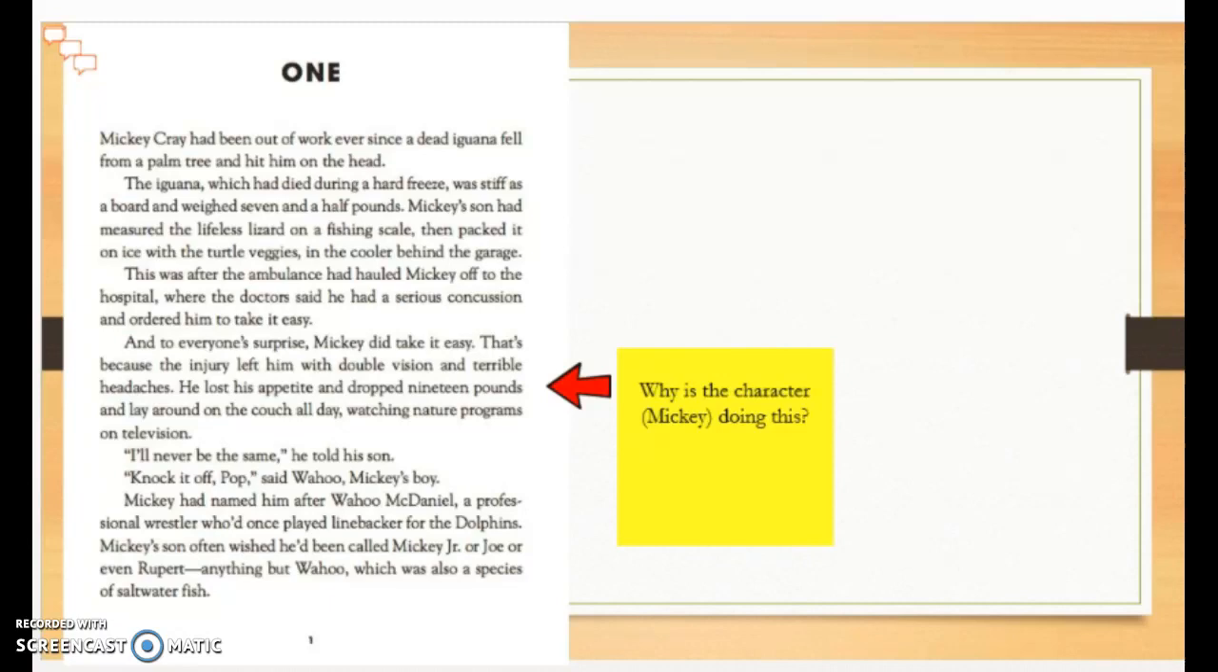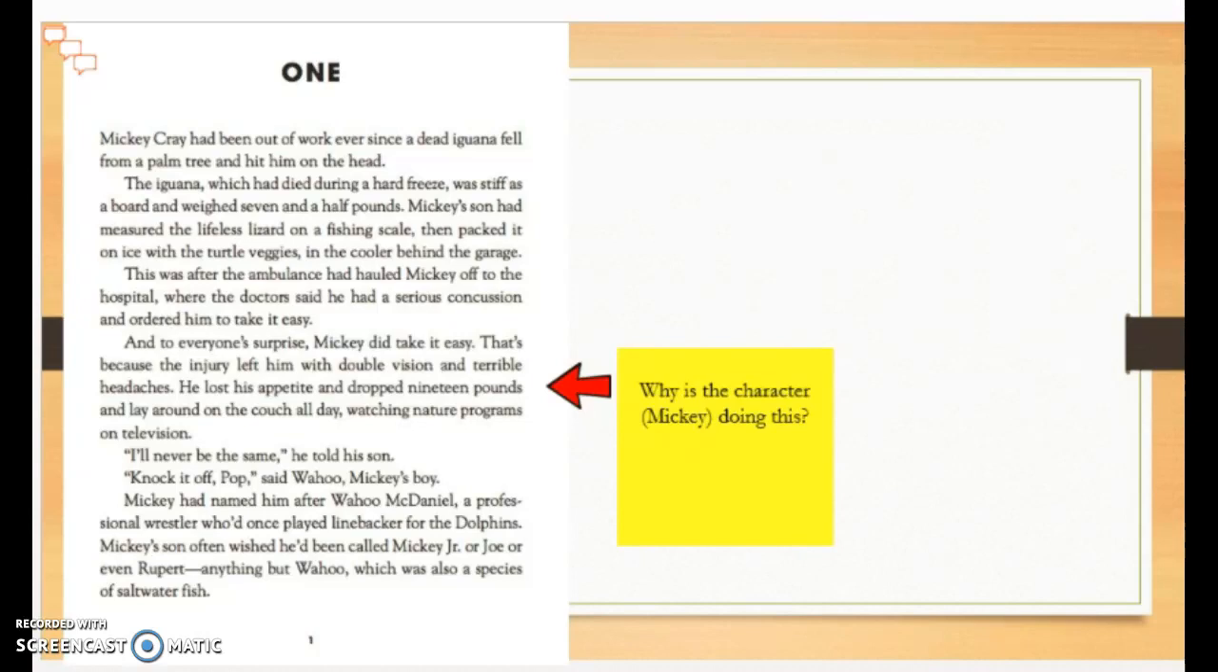Okay, so here's an example. Mickey Cray had been out of work ever since a dead iguana fell from a palm tree and hit him on the head. The iguana, which had died during a hard freeze, was stiff as a board and weighed 7.5 pounds. Mickey's son had measured the lifeless lizard on a fishing scale, then packed it on ice with turtle veggies in the cooler behind the garage.